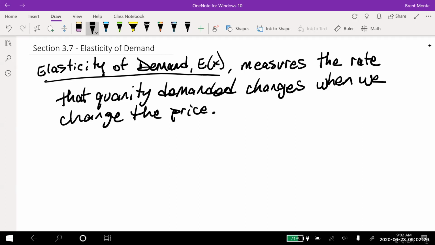Okay, so essentially the question is, if I change the price on this object, what's going to happen to the demand? We know in general, if we lower the price, the demand goes up. If we raise the price, the demand goes down. But elasticity gives us more specifics about that. Now, there's a formula for it. Let me show you where the formula comes from.